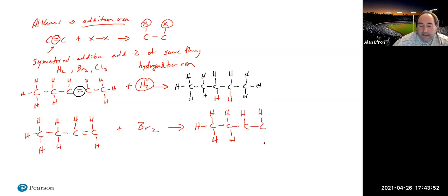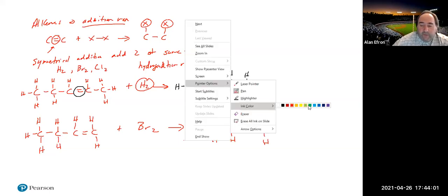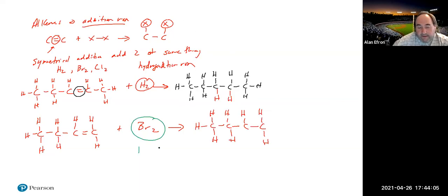Again, by doing that, what that's going to do is free up a space on the carbon second to the end, and also free up a space for the carbon at the very end. And what's going to go in that space is Br2, which is basically two Brs. One Br there and one there. So these are symmetrical additions. Again, you can't really screw it up. The same element goes to each of the carbons. There's no worries about which one goes where. Any questions on symmetrical additions here?